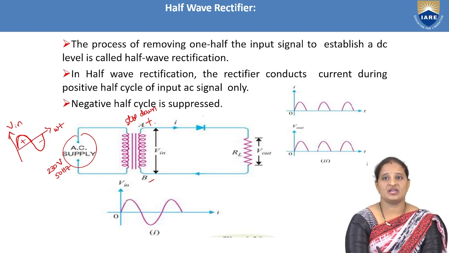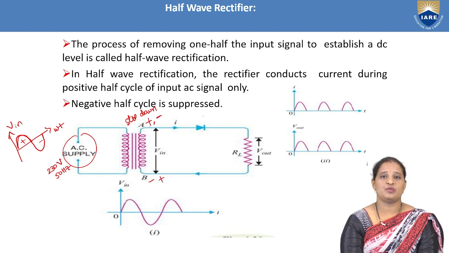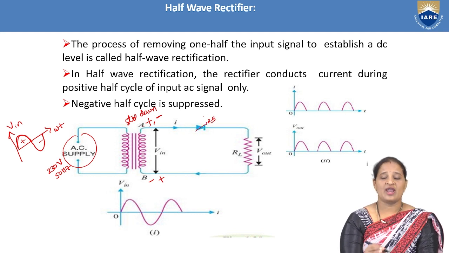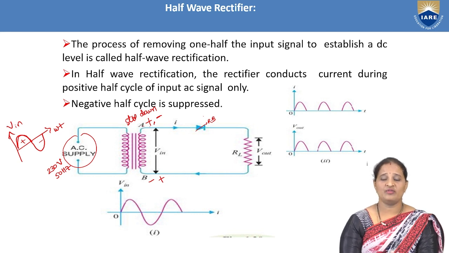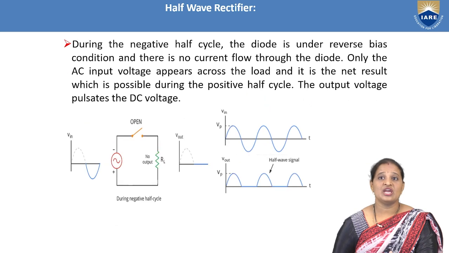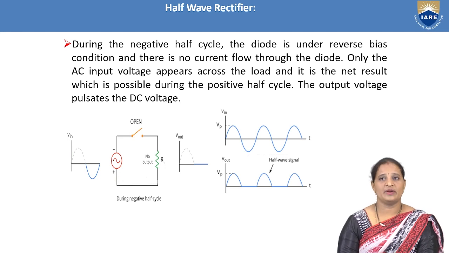During the negative half cycle, point A becomes negative and point B becomes positive. As point A is at a more negative potential, and the diode anode is connected to point A, we are applying negative potential to the anode of the diode, and hence this makes the diode reverse biased. When a diode is reverse biased, it offers infinite resistance and it will be open circuited.